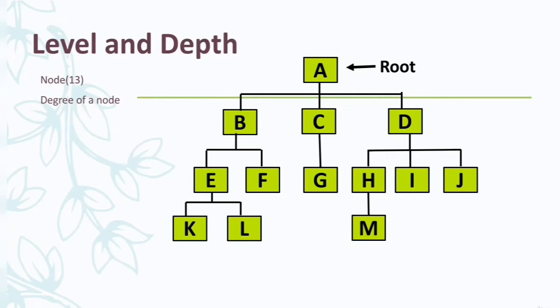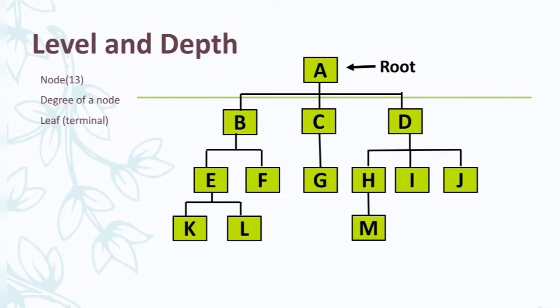Again, the next point is the degree of a node. Basically, when a node is connected to its children, then the number of children is called the degree of the node. If we consider the example for A, B, C and D, then A is the parent of B, C and D. That is, B, C and D are the children of A. Hence, the degree of the node is 3. If we consider the case for B, it has two children, that is E and F, and hence the degree of B will be 2. If we consider the case for M, it has no children and hence the degree for M will be 0.